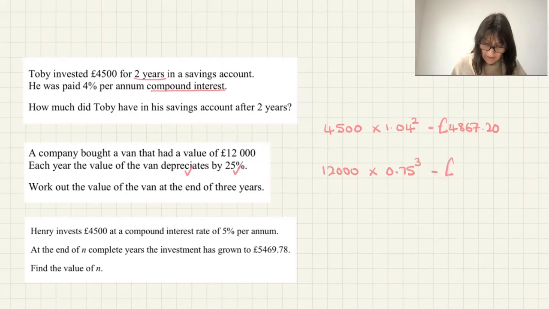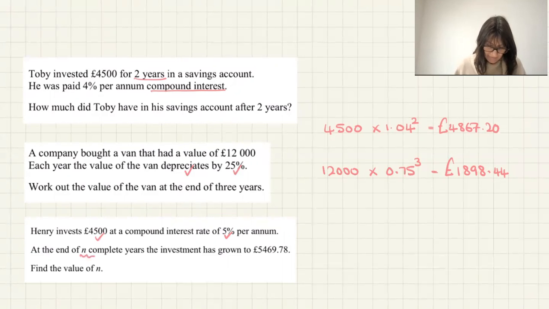You put that in your calculator and you've got £1,898.44. Okay, this last one is slightly different, which is why I've included it. This time we are being told that Henry's investing money at an interest rate of 5%. So I've got that 2 tick, which means it's the original times multiplier equals result.